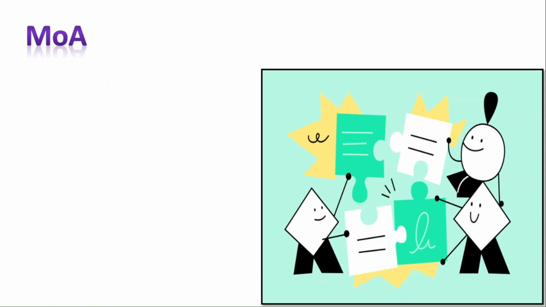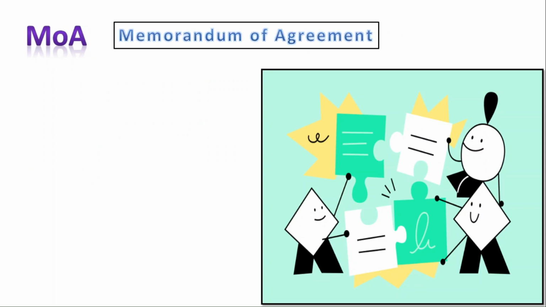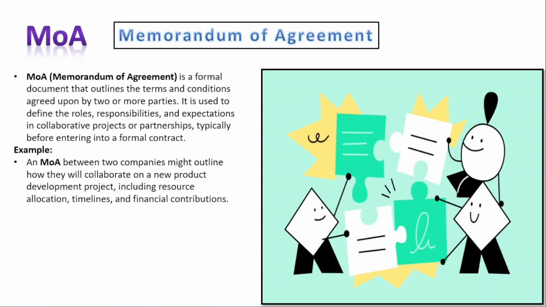MOA, that is Memorandum of Agreement. So MOA, Memorandum of Agreement, is a formal document that outlines the terms and conditions agreed upon by two or more parties. It is used to define the roles, responsibilities, and expectations in collaborative projects or partnerships, typically before entering into a formal contract. Example: an MOA between two companies might outline how they will collaborate on a new product development project, including resource allocation, timeline, and financial contributions.